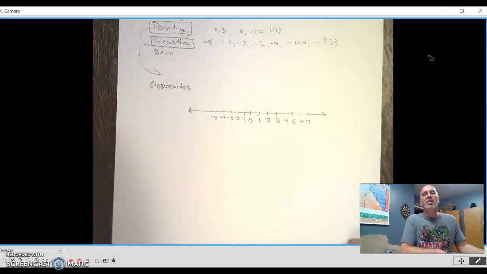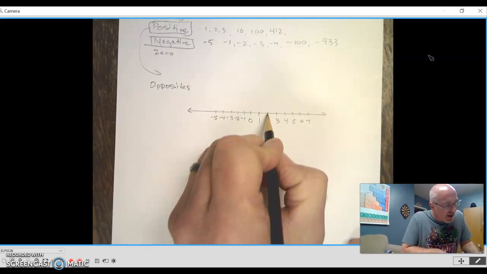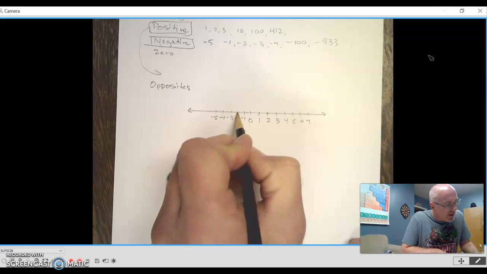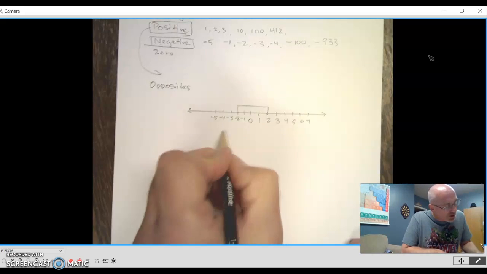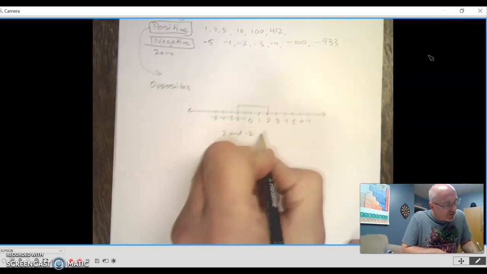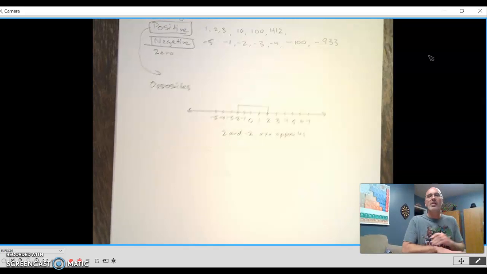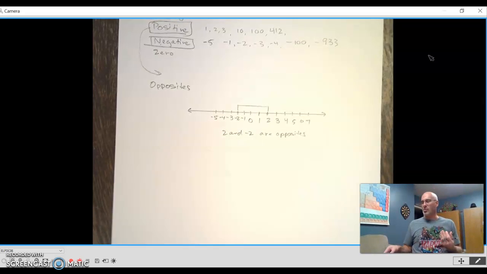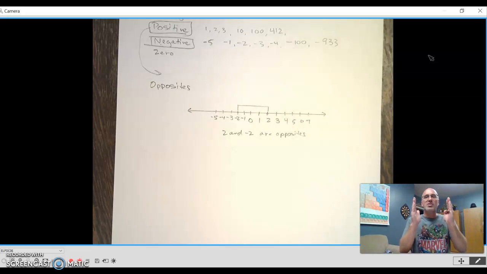Opposites are the numbers that kind of look the same, but one of them has a negative sign. In other words, they are the same distance from 0. So if I have the point 2, and then I have the point -2, we can say that 2 and -2 are opposites. They're on different sides of 0, the same distance.